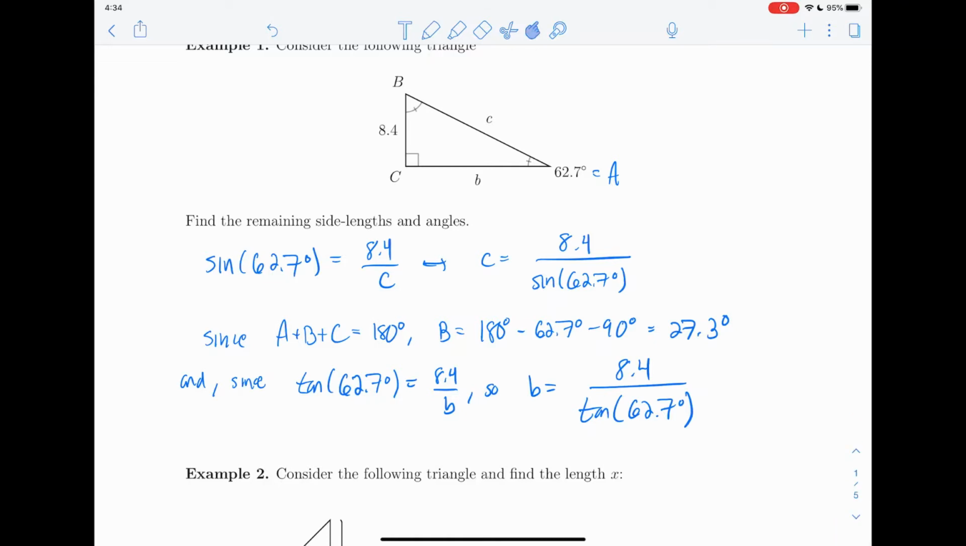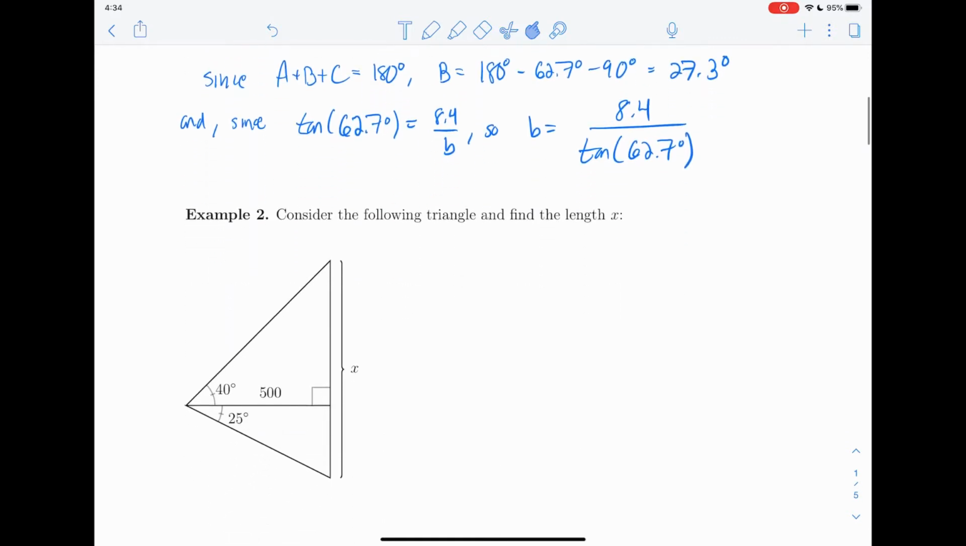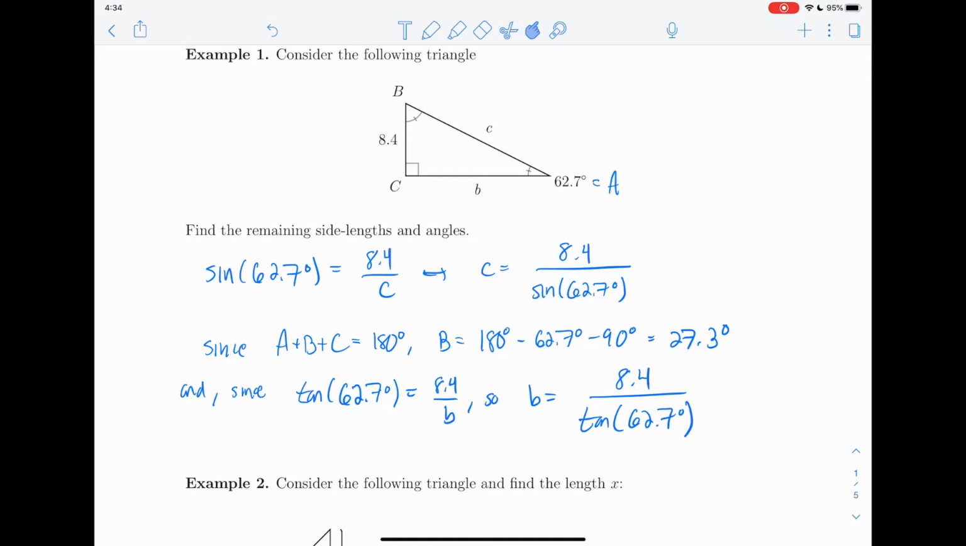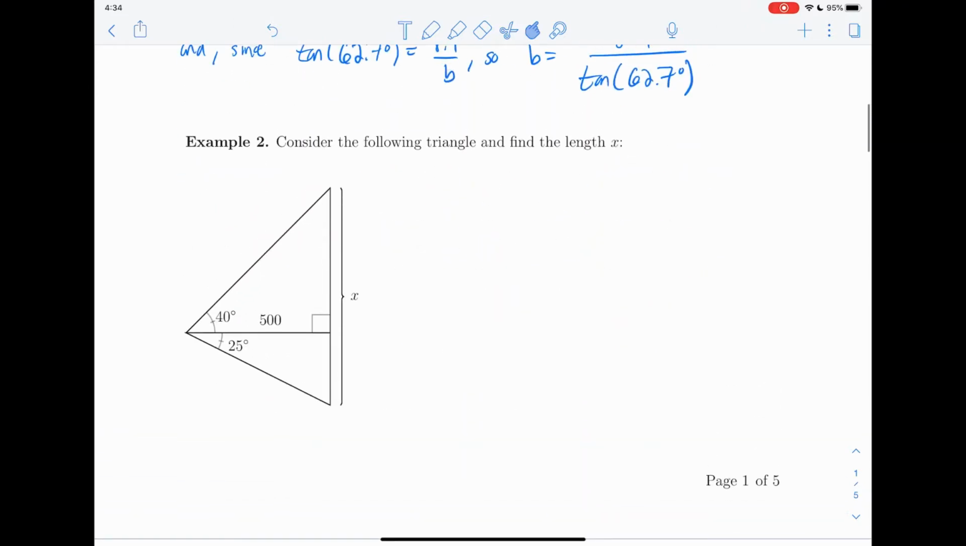Sometimes our problems are going to get a little more complicated than that. Notice, by the way, these don't very much seem like word problems or real-world problems. Hopefully we'll start to identify why we're doing this as we proceed. So here's an example: we have two triangles with a handful of angles and side lengths, and we want to figure out what the length x is here.